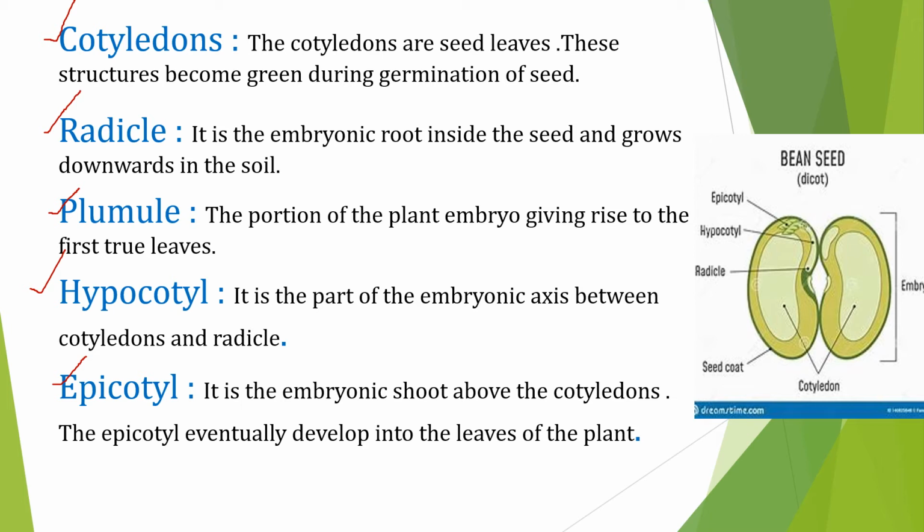Hypocotyl. It is the part of the embryonic axis between the cotyledons and the radicle. Epicotyl. It is the embryonic shoot above the cotyledons. The epicotyl actually develops into the leaves of the plant. It bears the plumule at its tip.